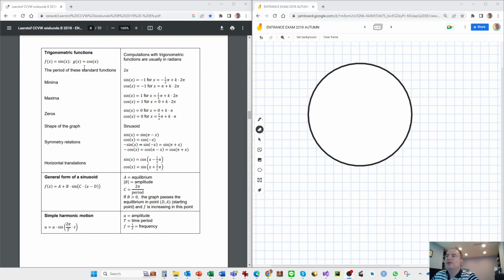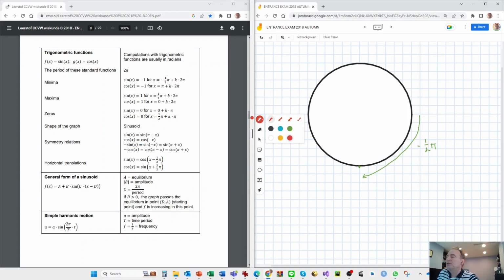The sine and cosine functions have certain minima and maxima, and they can be easily found from the unit circle as well. Let's look at this. The sine is the projection on the y-axis. So when is that a minimum? Well, here on the circle. And when do you reach that? Well, you need to rotate here by minus 1/2 pi, and then you can add an integer number of 2 pi to it. So that's this here.